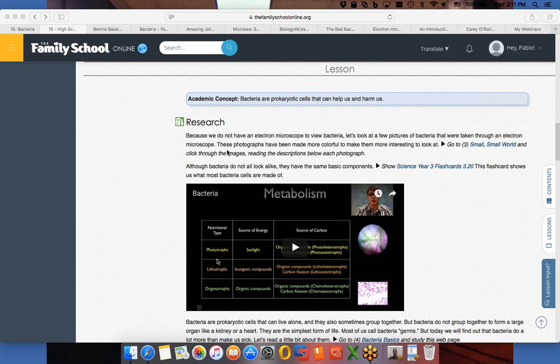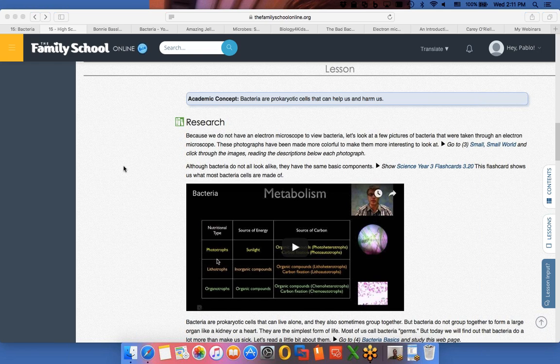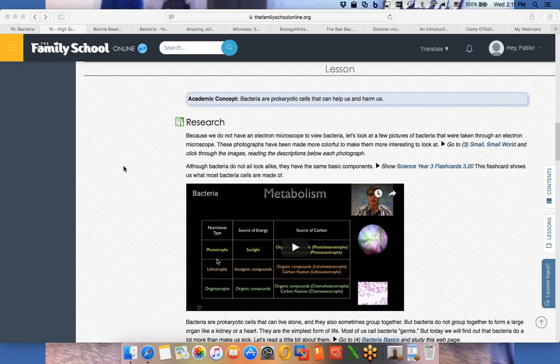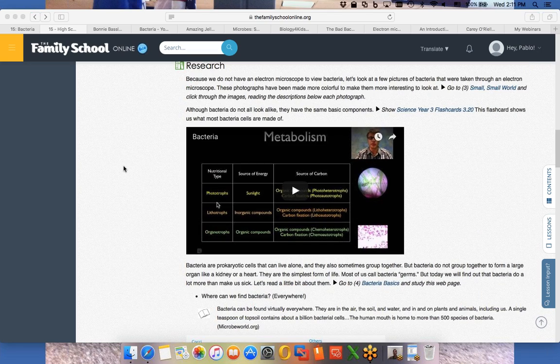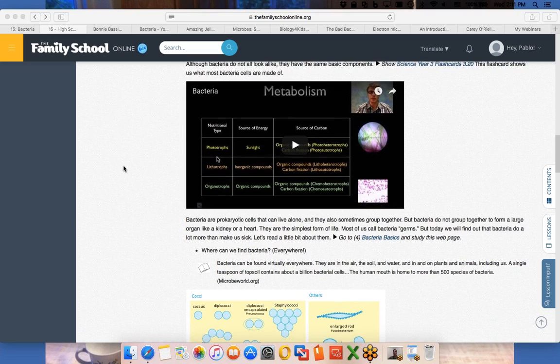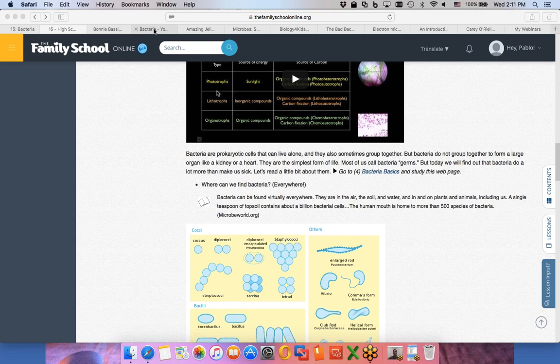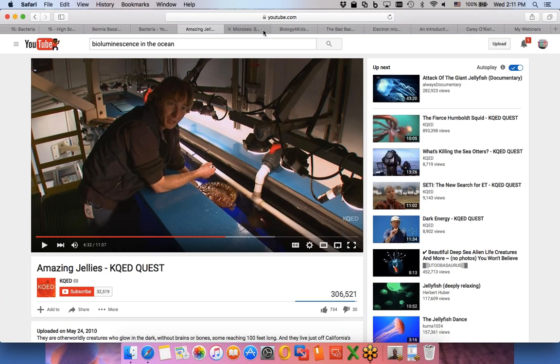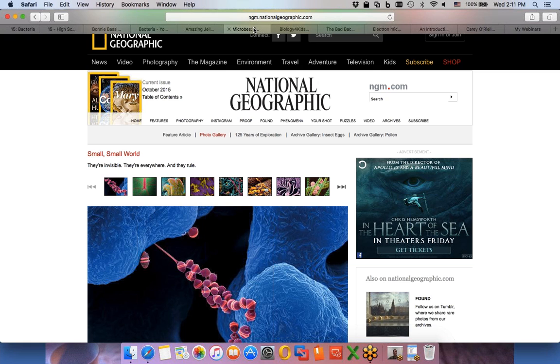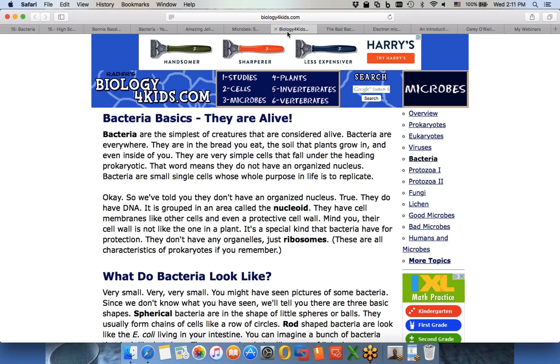Alright, so this academic concept is bacteria are prokaryotic cells that can help us in harvest. And before this lesson, I hadn't really thought of bacteria as being helpful. You think of bacteria as being germs, sickness, bad stuff. But I thought it was interesting that there's actually good bacteria. So from this academic concept, I learned that bacteria are prokaryotic cells. So they don't have a membrane-bound nucleus. They do have a nucleoid, though, that contains their DNA. They don't have organelles. They just have ribosomes. They're also a lot smaller than eukaryotic cells are.